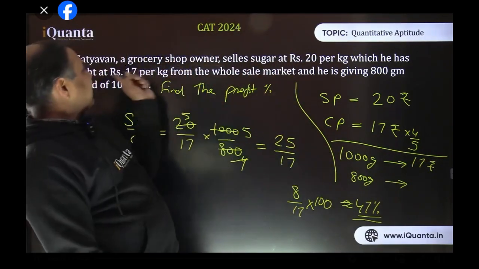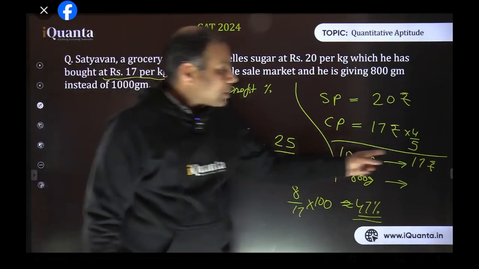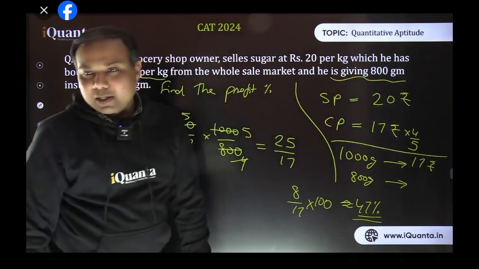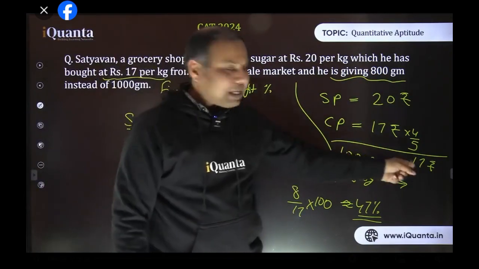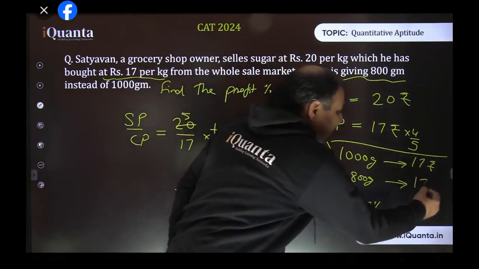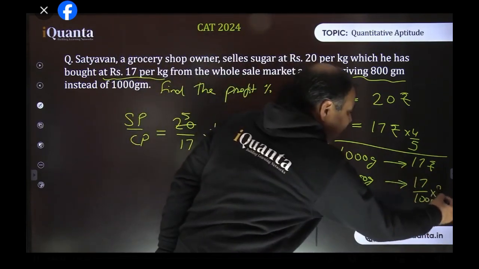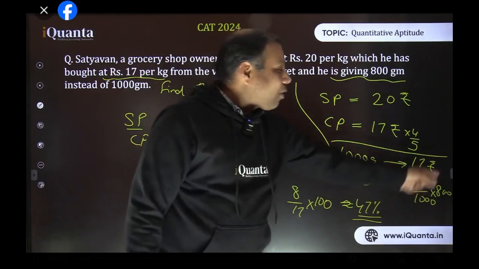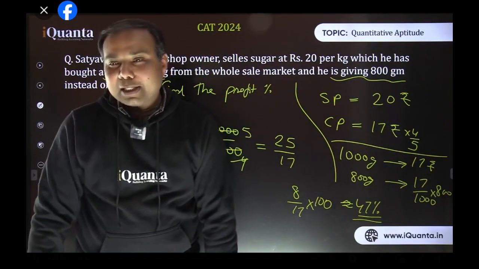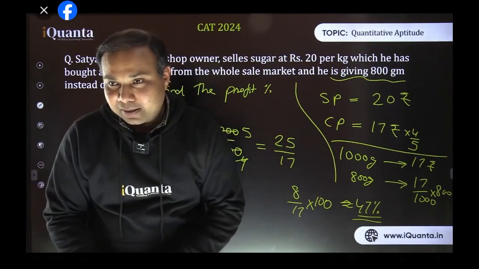The CP of 1000 gram is 17 rupees, isn't it? He bought it at 17 rupees per kg. But he is not giving 1000 gram quantity, he is giving a quantity worth 800 gram only. So if the CP of 1000 gram is 17, how will you calculate the CP of 800 gram? The CP of 1 gram would be 17 by 1000, and the CP of 800 gram would be 17 by 1000 into 800. 800 by 1000 is basically 4 by 5. What is the difficulty in that? Is it okay? Fine.